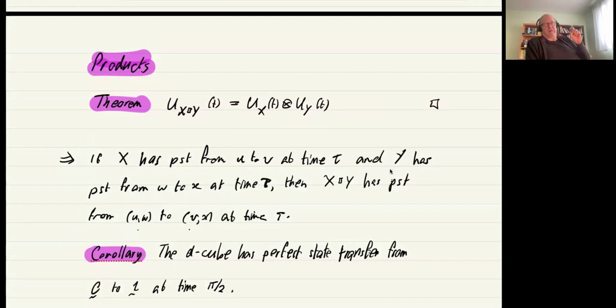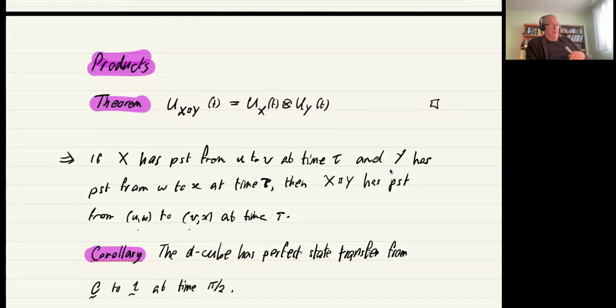Now, the Cartesian power of D copies of the complete graph on 2 vertices is the D cube. And so a corollary of this is that the D cube has perfect state transfer from the 0 vector to the all ones vector at time pi over 2. Now you have to do a little work to get the pi over 2, but, well, no, we don't have to do any work because we know that we have perfect state transfer from one vertex to another at time pi over 2 on K2. And so when we take D copies of it, we're still going to get perfect state transfer. If each bit starts on the state 0, then at time pi over 2, they're each in state 1.